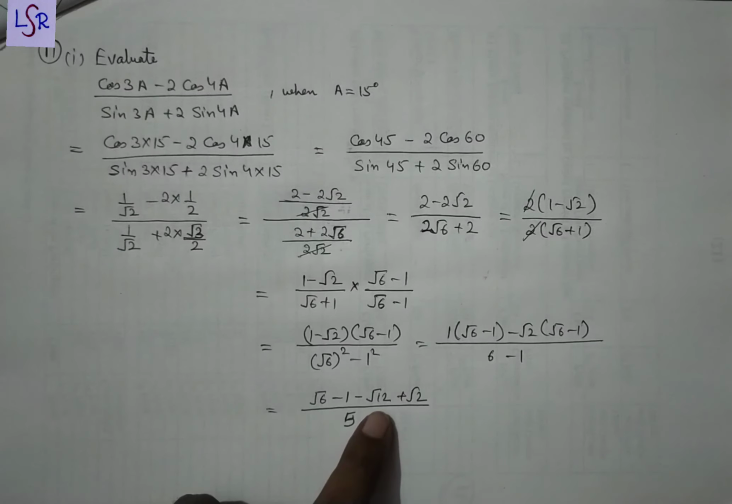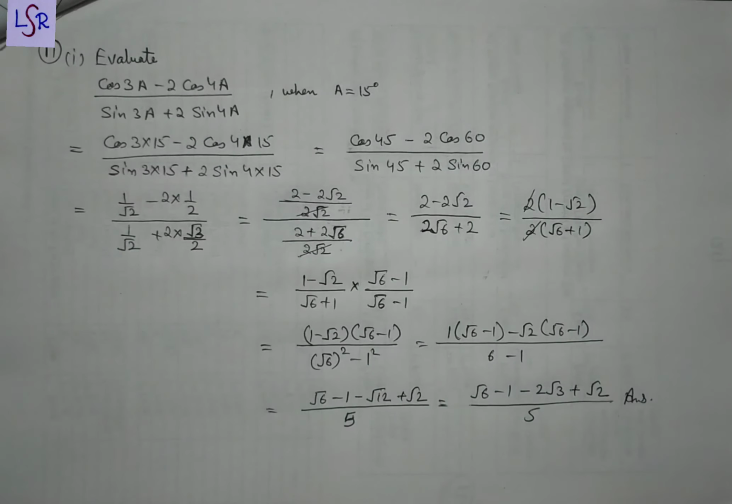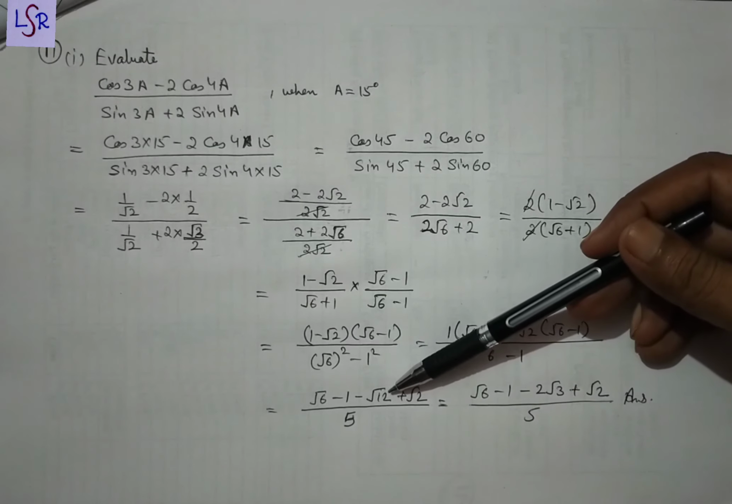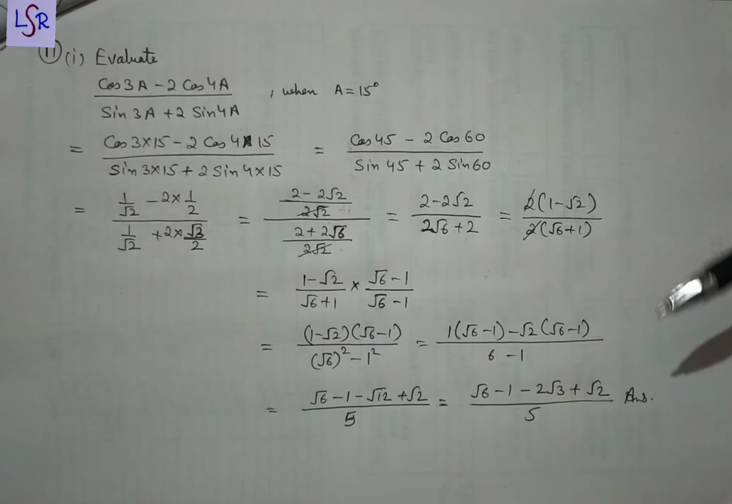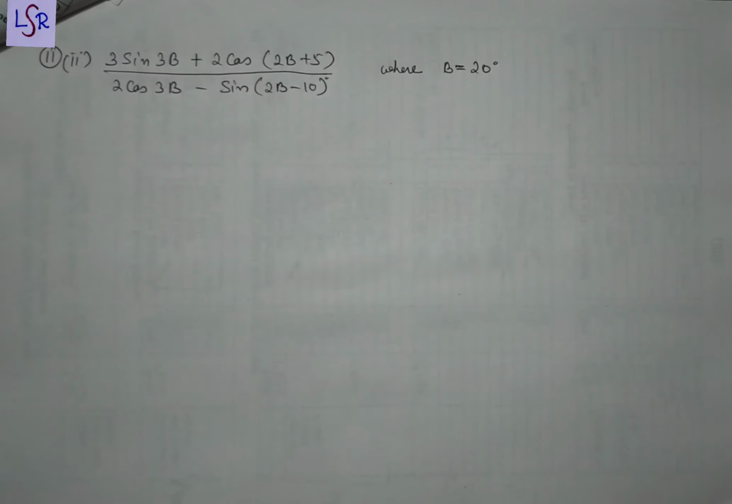Now here 12 can be broken down as 2 into √3, because 12 can be written as 3 into 4, and the square root of 4 we get 2. Now let's see the second part of this one, and here we get the second part.